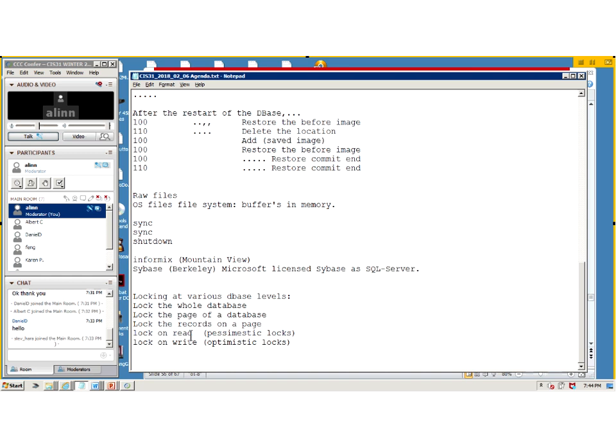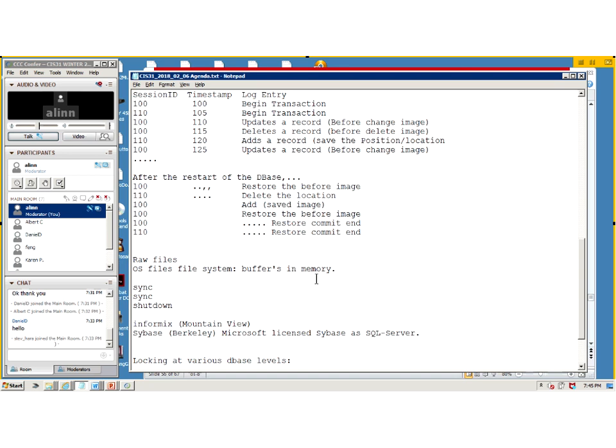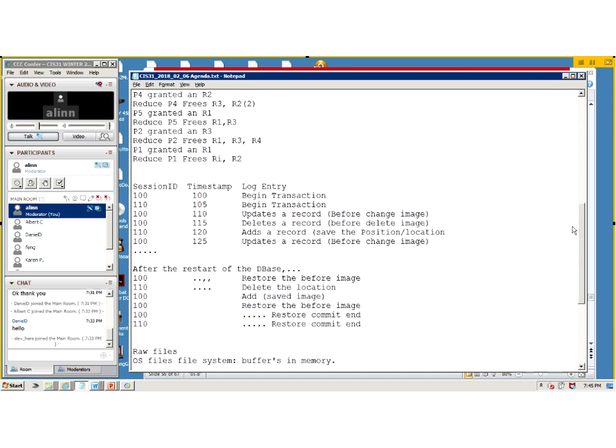And then the last concept of locks is, when is the lock set? If you lock on read, it's a pessimistic lock. If you lock on write, it's an optimistic lock. And that's about all I'm going to say on this one. We might come back to it after we talk about deadlocks. Any questions on this concept of logical atomic transactions?